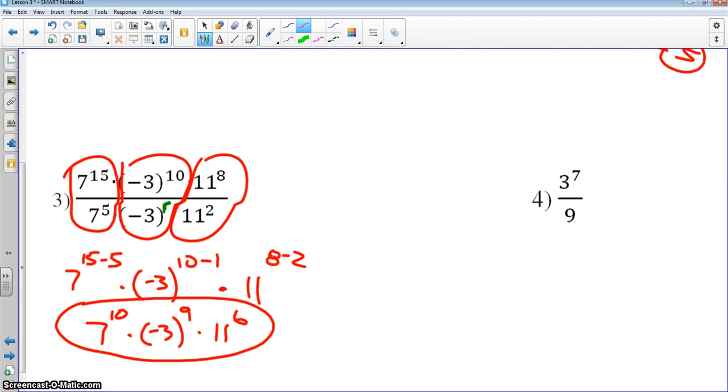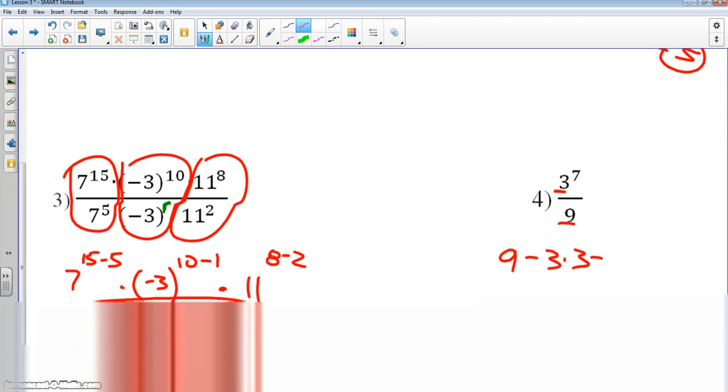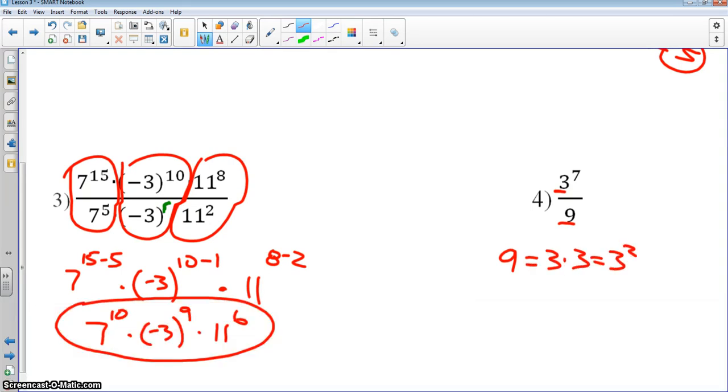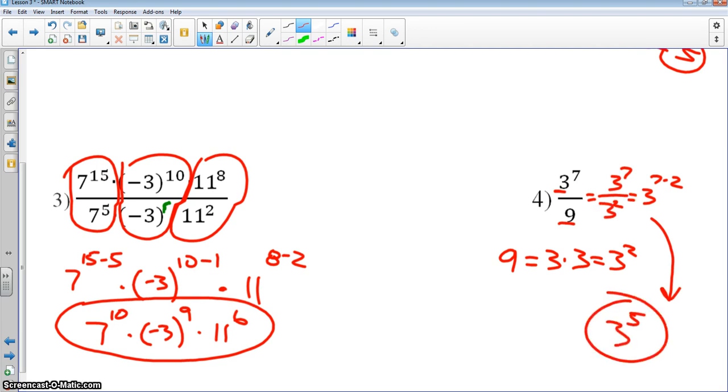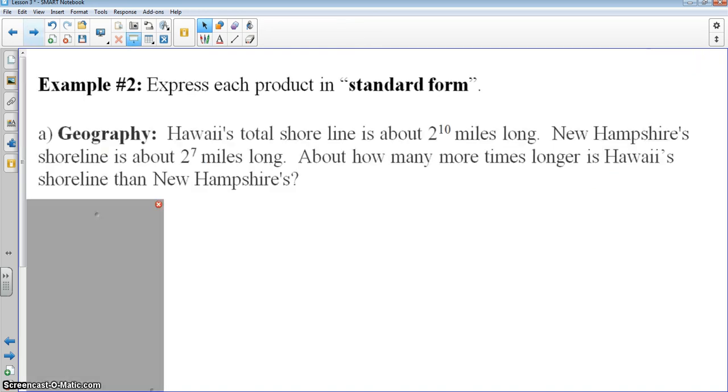And this last one. Okay, notice we do not have like bases. So can we change those to like bases? Well, 9 is 3 times 3, which is 3 squared. So therefore we have 3 to the 7th, 3 squared. Subtract 3 to the 7 minus 2. I'll bring it down here. That would be 3 to the 5th power. So hopefully that's what you got. All right, let's keep moving on.